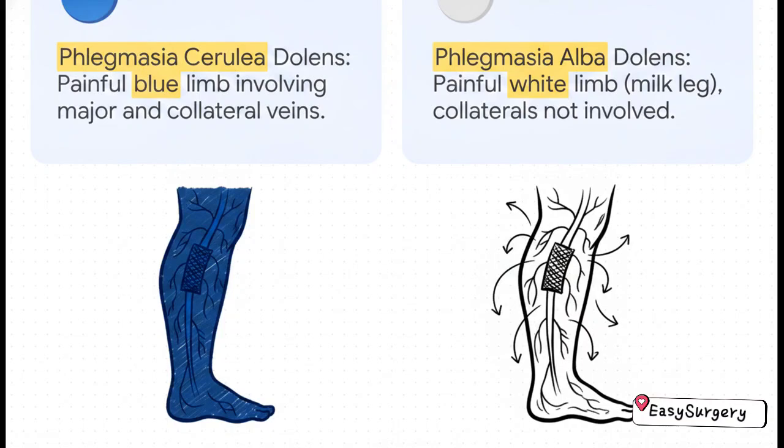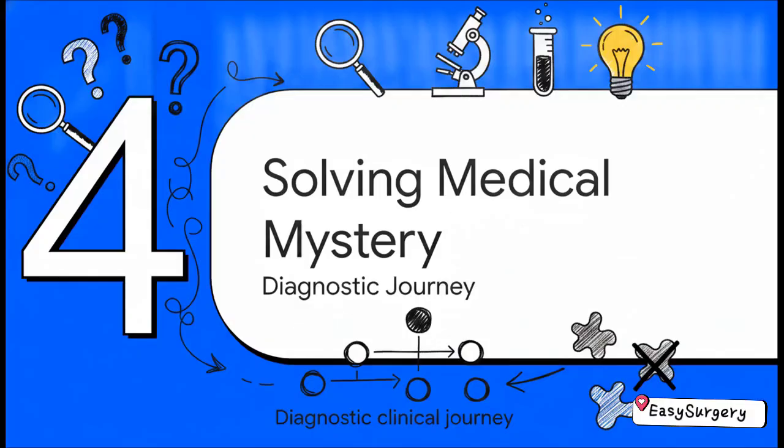On the other hand, we have phlegmasia alba dolens, a painful white limb. This one is sometimes called milk leg because it's so commonly seen in pregnancy. Here, the major veins are blocked, but the collaterals are spared, which leaves the limb white and painful, but crucially not blue. Moving right along to Section 4, solving the medical mystery.